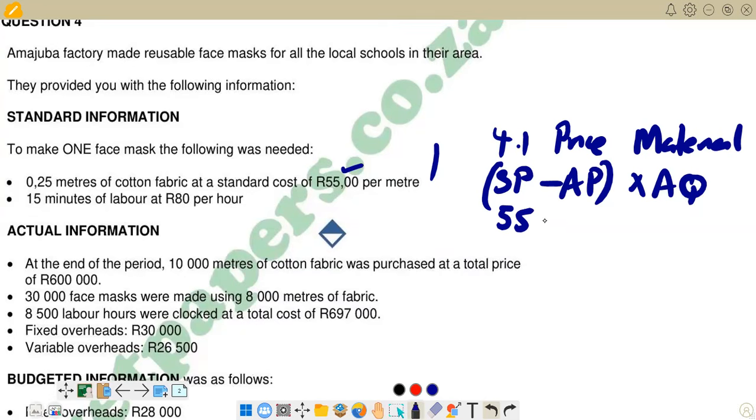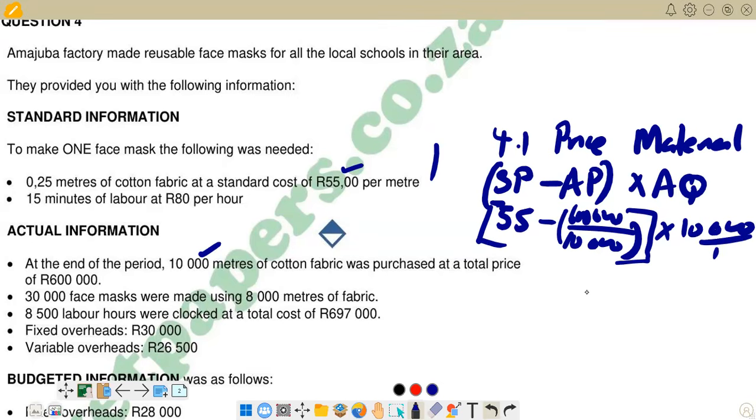So for the actual price, we say we have 600,000 divided by 10,000, in brackets. Then the answer that we get, we multiply by the actual quantity, which is the 10,000 that we are given. So we multiply by 10,000 over 1. If you simplify this in brackets, we have 55, then we subtract 600,000 divided by 10,000, which gives 60. So that's in brackets, then we multiply by 10,000.